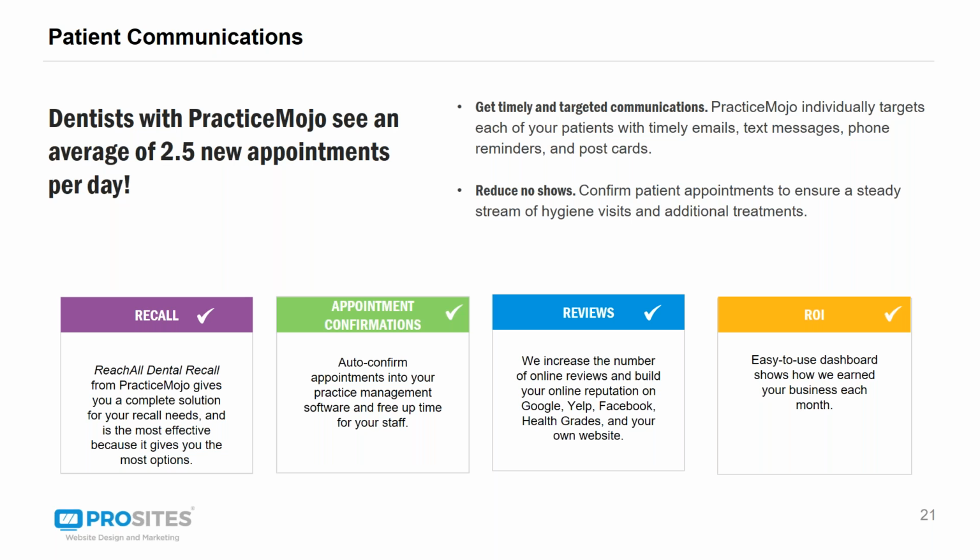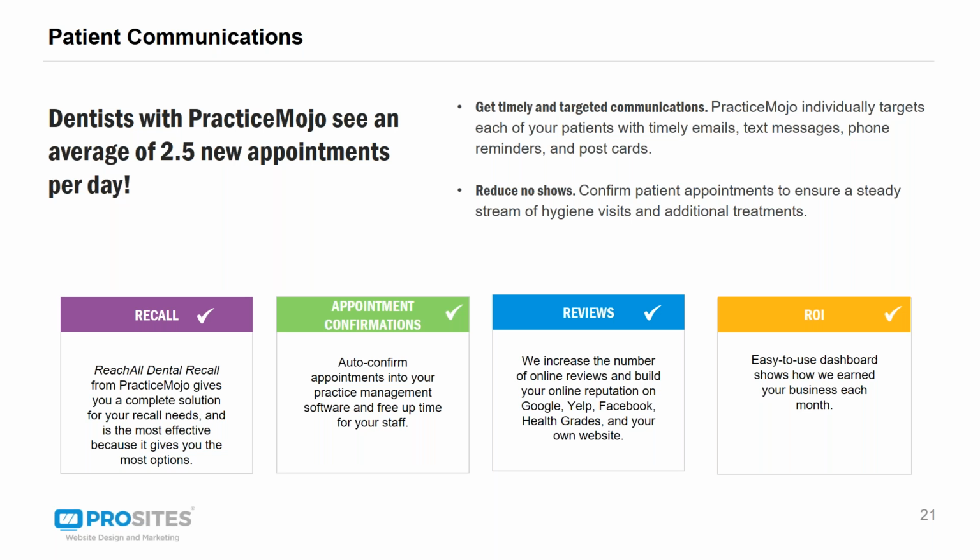I've already talked about a couple of these components. If you look at the bottom left, recall, so that you can have a complete solution for your recall needs, and it gives you the ability to help get customers who need their 6-month appointment or their one-year appointment to come back into your office. Appointment confirmation, so you can automatically confirm appointments and free up your staff so that they don't have to go through and call every person. Even though you may have that, there may be some people who want to be called, and you can still do that, but there are a lot more people who now just want a text reminder.